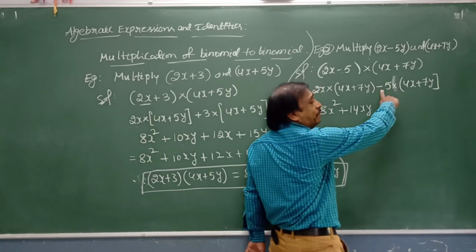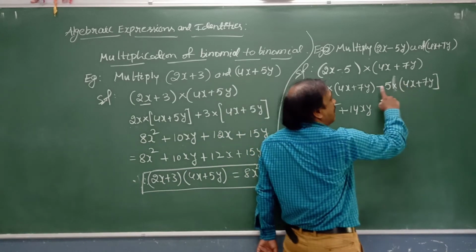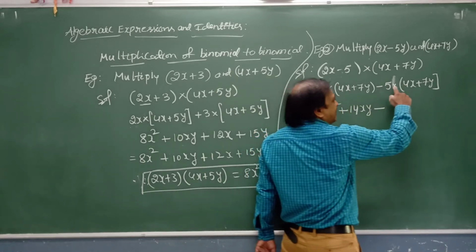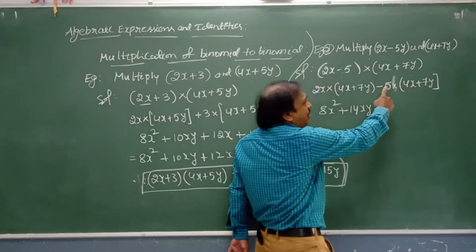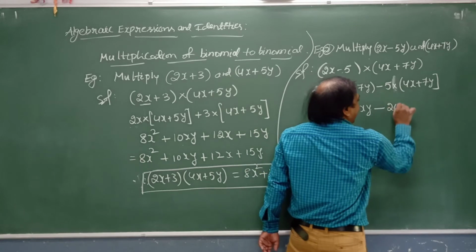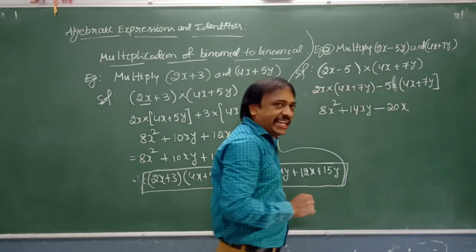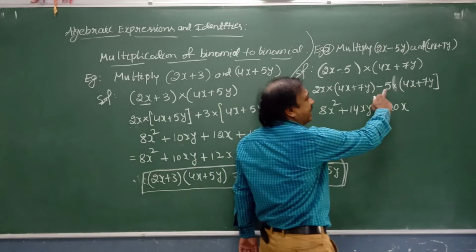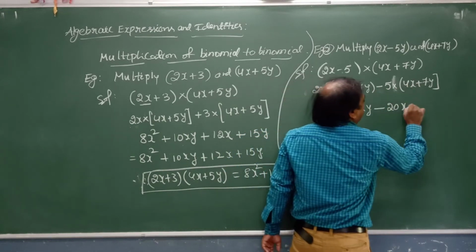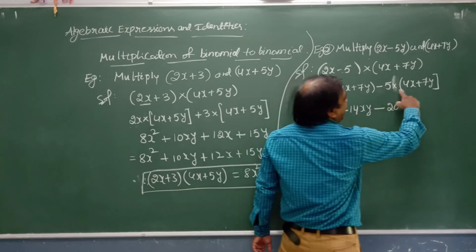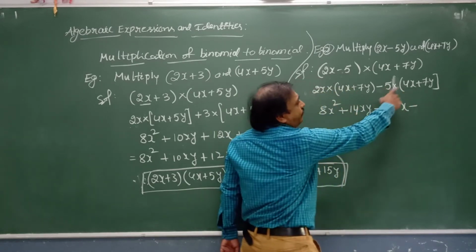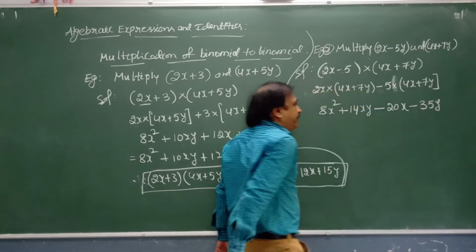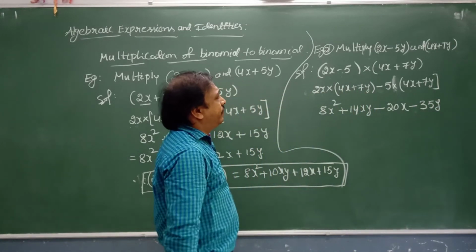Now you see the sign. What sign do we have here? Minus. What sign here? Plus. Minus into plus. Minus 5 4s are 20, and x is there, so 20x. Then again minus into plus. Minus 5 7s are 35, and y is there, so 35y.